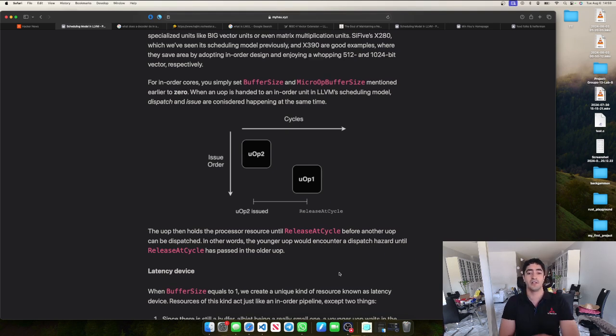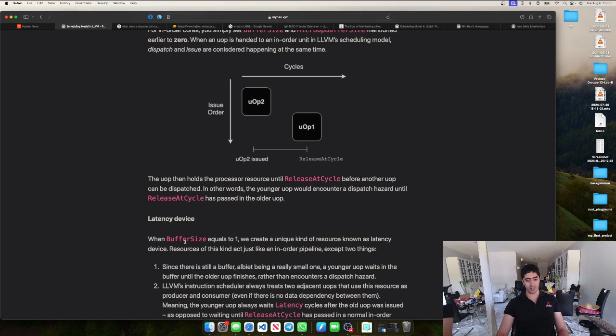For in-order cores, you simply set the buffer size and micro-operation buffer size mentioned earlier to 0. When a UOP is handed to an in-order unit in LLVM's scheduling model, dispatch and issue are considered to happen at the same time. The UOP then holds the processor resource until its release-at cycle before another UOP can be dispatched. In other words, the younger UOP would encounter a dispatch hazard until the release-at cycle has passed for the older UOP.